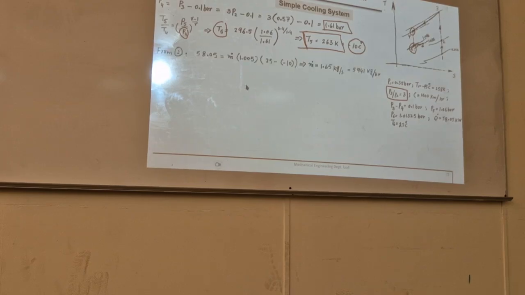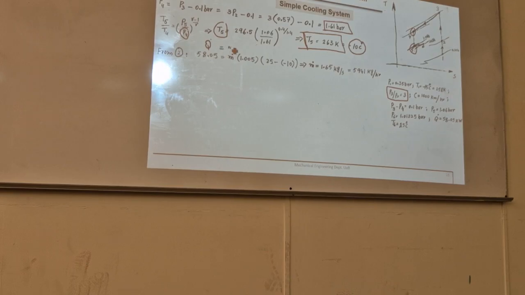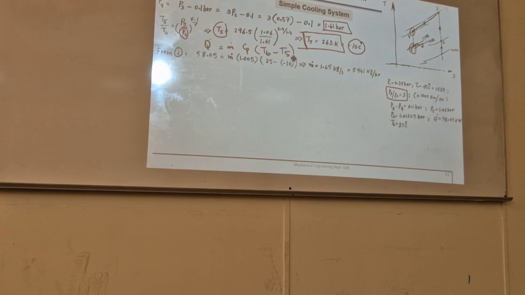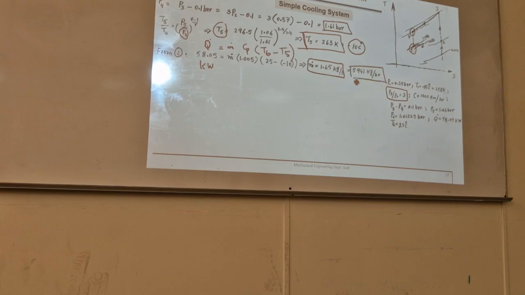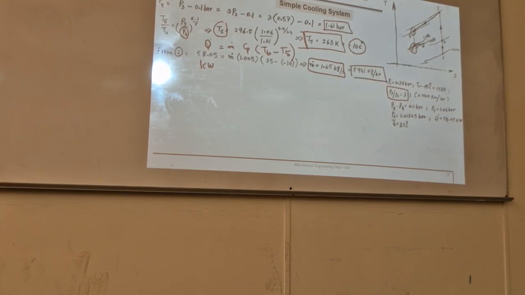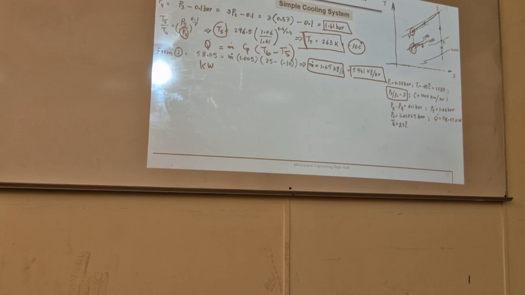All right. Q dot is equal to m dot Cp (T6 minus T5). Okay. So m dot comes out to be, that is in kilowatts, so that's why the answer will be in kilograms per second. If you want, you can convert it into kilograms per hour. 5,941 kilograms of air in 1 hour is required.